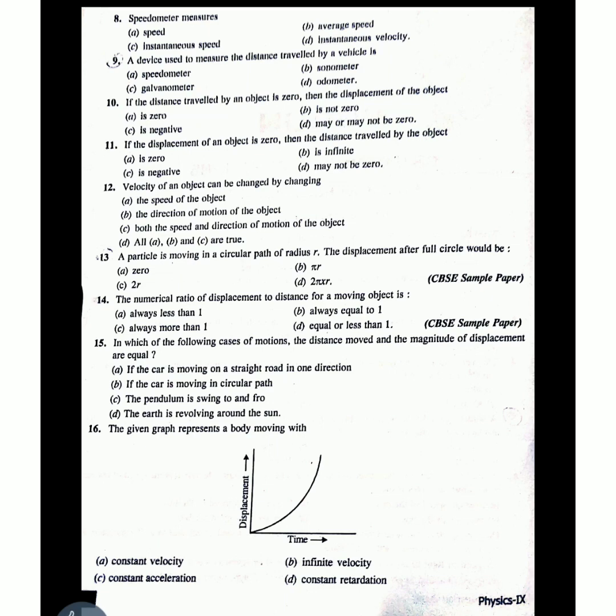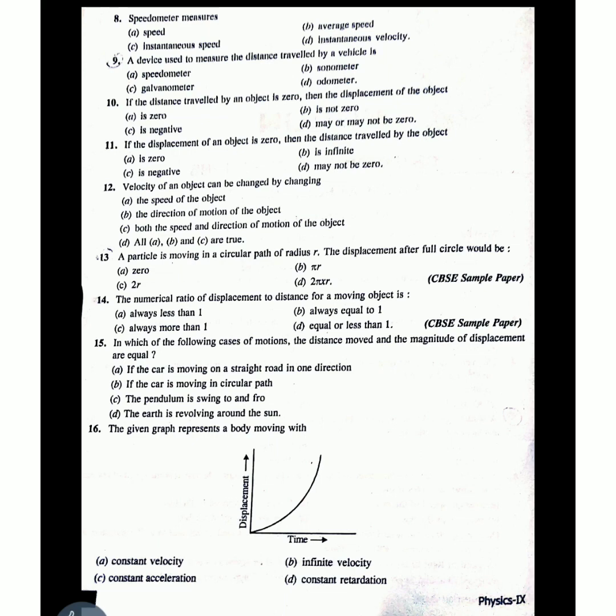Find out your answer. The numerical ratio of displacement to the distance for a moving body is. Find out that. In which of the following cases of motion are the distance moved and the magnitude of displacement equal? Find out the option out of 4. You have to read these options and then you can find the answers.